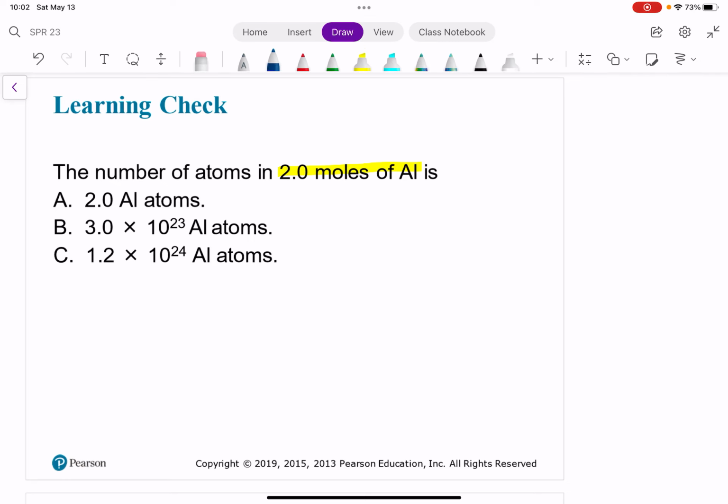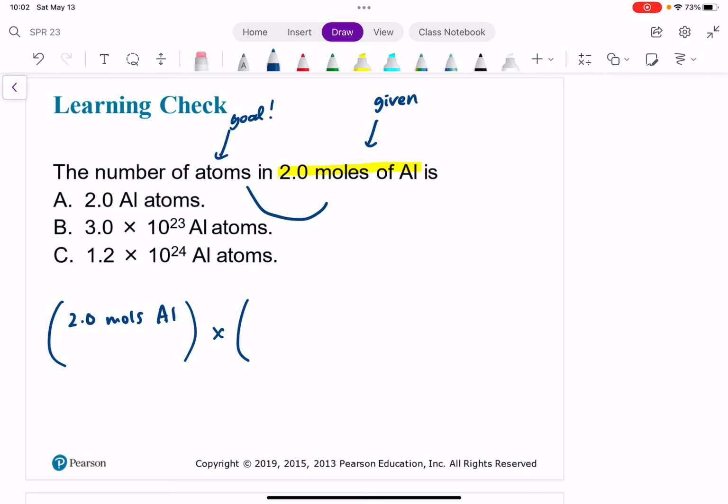All right, so this is what I'm given, right? So this is what's going to go on the top left of my dimensional analysis problem. So I got 2.0 moles of aluminum. All right, so I want to get to atoms. That's my goal. I want to get to atoms. What connects moles and atoms? What connects these two things? Yeah, Avogadro's number connects those two things.